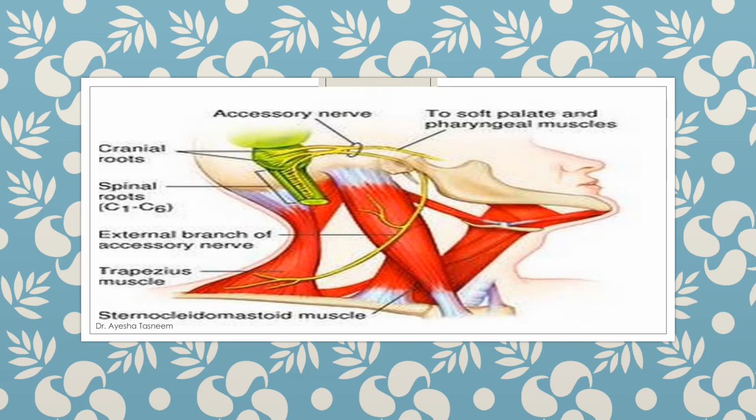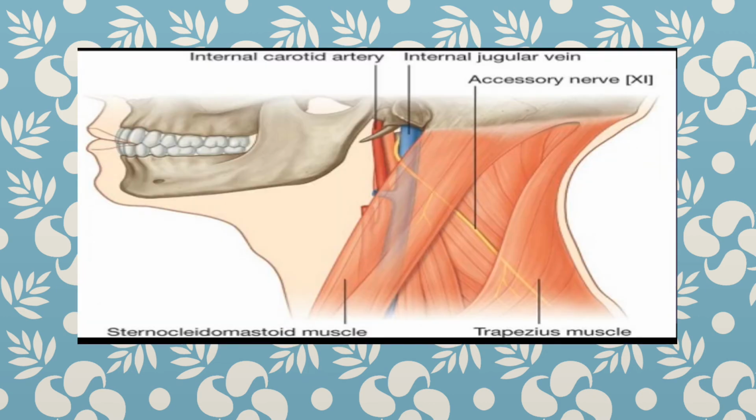Here you can see how the sternocleidomastoid and trapezius are supplied. This nerve enters through the anterior border of the sternocleidomastoid and gives an external branch to the sternocleidomastoid and passes out of the sternocleidomastoid through its posterior border and enters into the trapezius through its anterior border and supplies the trapezius muscle. Here is another figure of the accessory nerve as it comes out of the jugular foramen.